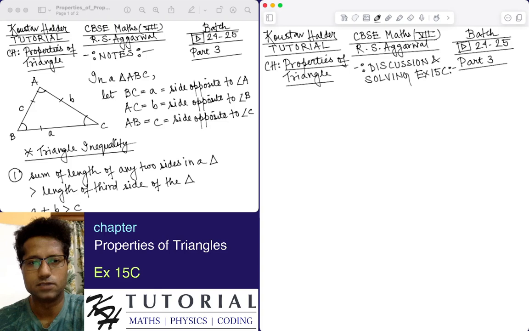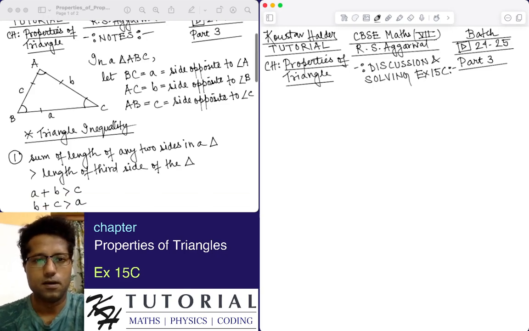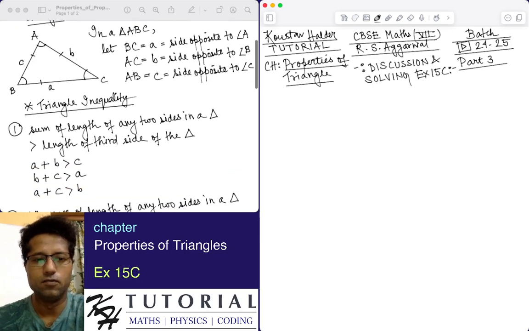Similarly, the length of the side AC is denoted with small b. Why small b? Because it is opposite to the angle capital B. Similarly, the length of the side AB is denoted with the small letter c, which is opposite to the angle C. Okay. Now with this convention, what is triangle inequality?